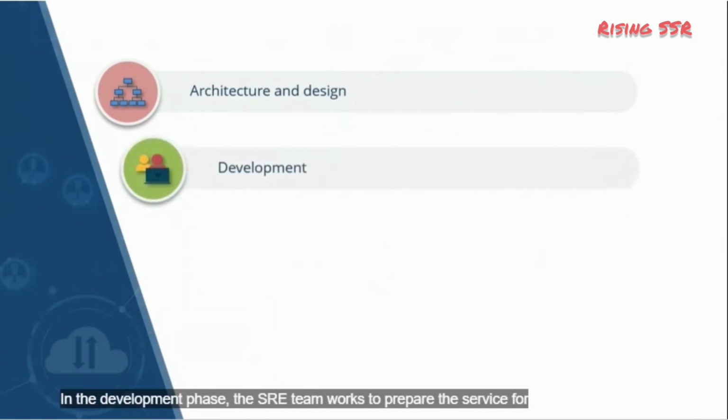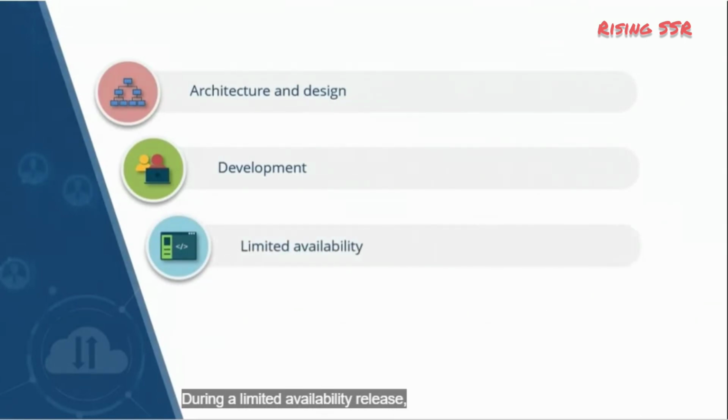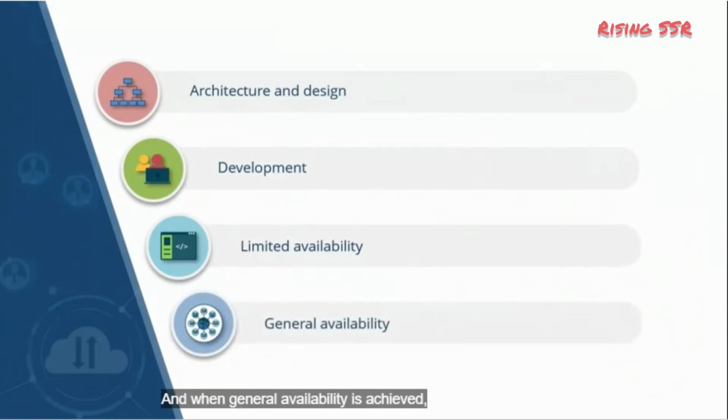In the development phase, the SRE team works to prepare the service for production. They can perform resource and capacity planning as part of this to ensure that the environment is ready for the deployment of the service. During a limited availability release, the SRE team gets to measure reliability for the first time. This will either validate that the proper reliability planning has taken place, or signal that the team needs to take a closer look at reliability of the service. And when general availability is achieved, this is when the SRE team offers full support of the service from an operational perspective, handling all aspects of the release.